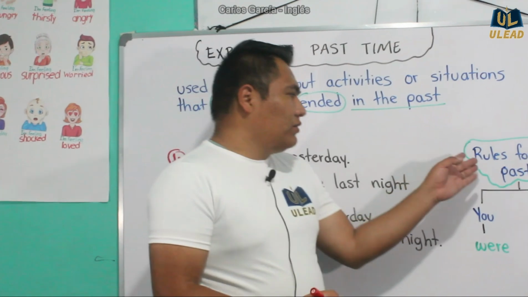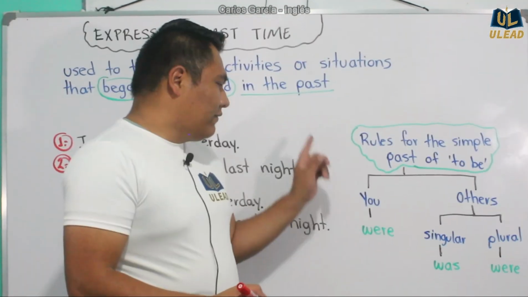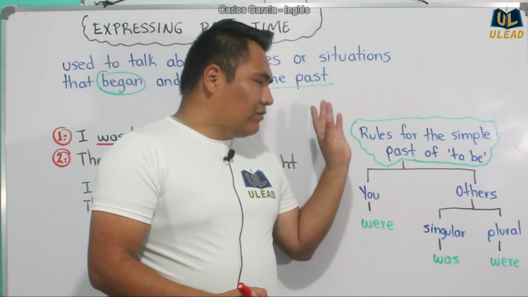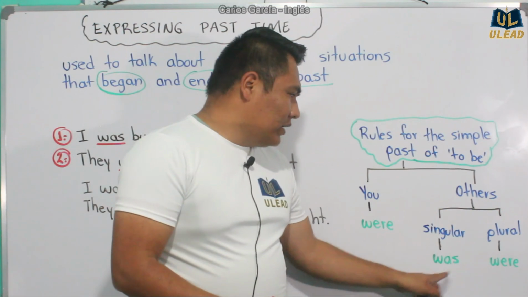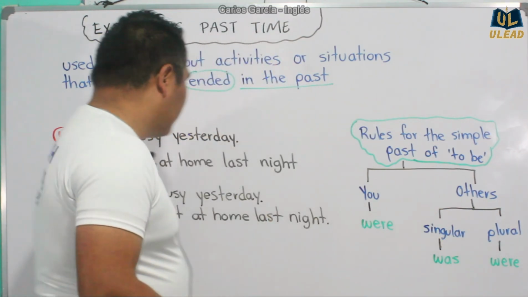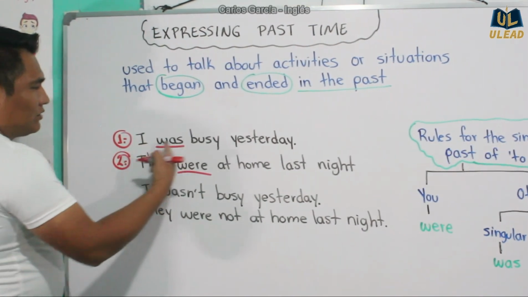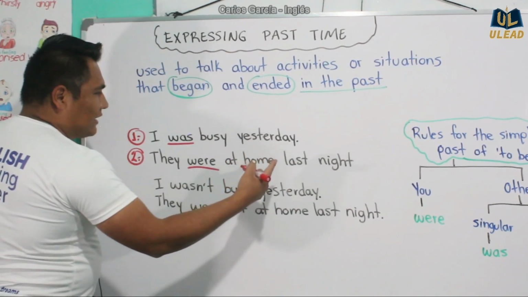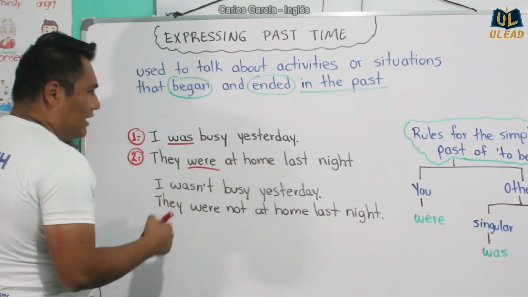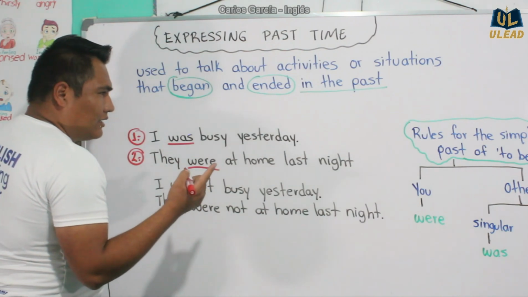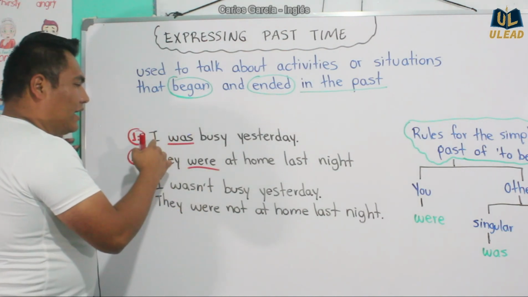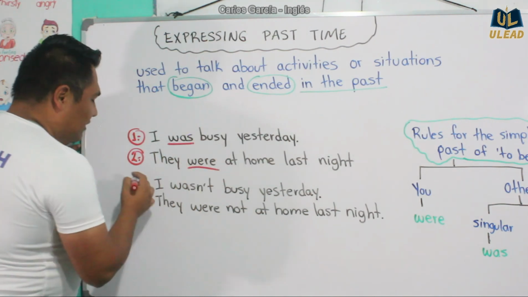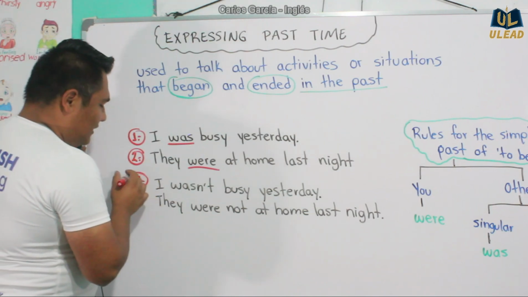And here we have some rules for the simple past of to be. Whenever you use the subject pronoun you, you need to use were, okay? And when you talk about others, in singular, you use was, and plural, you use were, okay? And now let's go back to this part here. I was busy yesterday. Here is the verb, was. They were at home last night. This is the verb. Okay, now, notice that I'm not using did or the verb be here, okay? I did be or they did be. That is not correct.